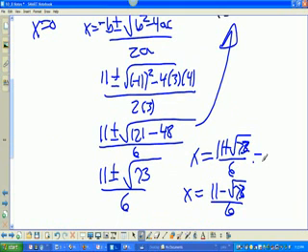So if I go 11 plus the square root of 73, divide that answer by 6. If I round it to 2 decimal places, I get 3.26. And if I go 11 minus the square root of 73, I get 2.46. Oh, sorry, got to divide that by 6. I get 0.41.